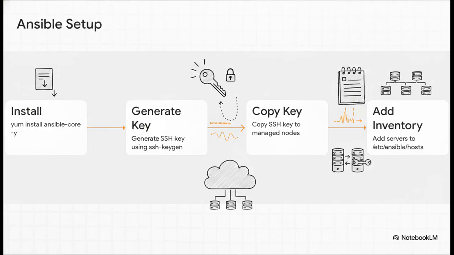Setting up the communication between your brain, the control node, and those managed nodes takes just 4 really simple steps. First, you install the core package on your control node. Second, you generate an SSH key. You can think of this key as forging a highly secure, uncopyable VIP badge. Third, you hand out copies of that VIP badge to your managed nodes. This means they'll instantly recognize and trust your control node without ever asking for a password. And finally, you just list the IP addresses of those managed nodes in a special file called your inventory. And boom, you are ready to automate.